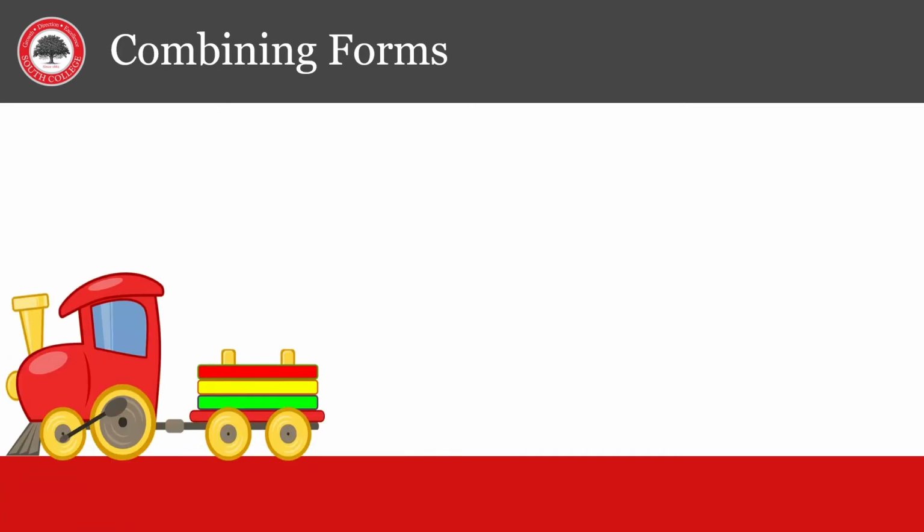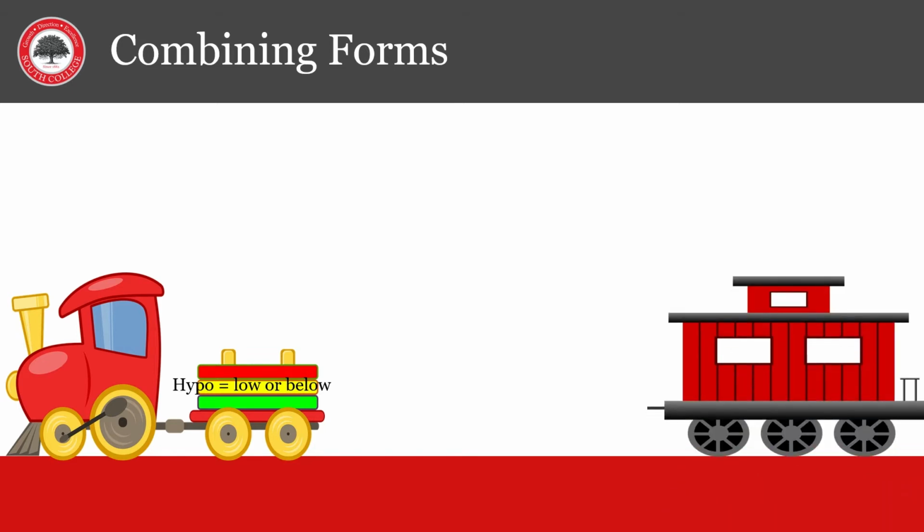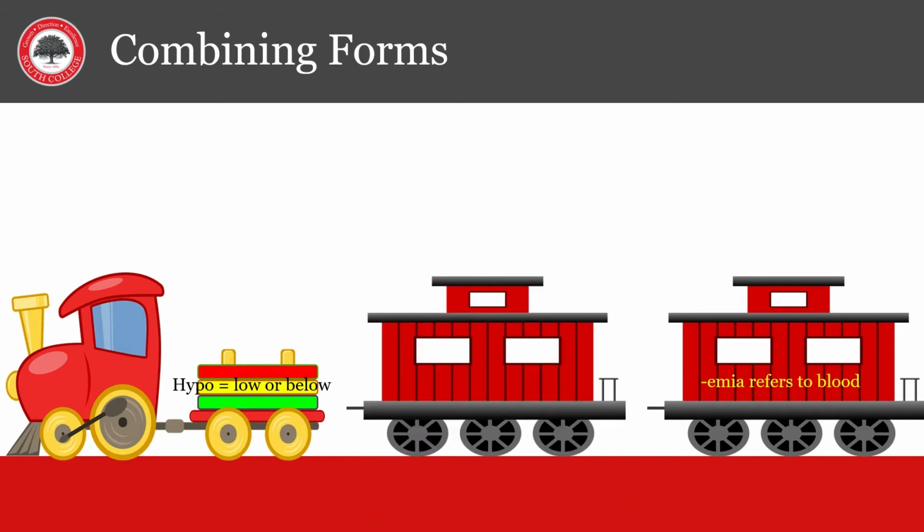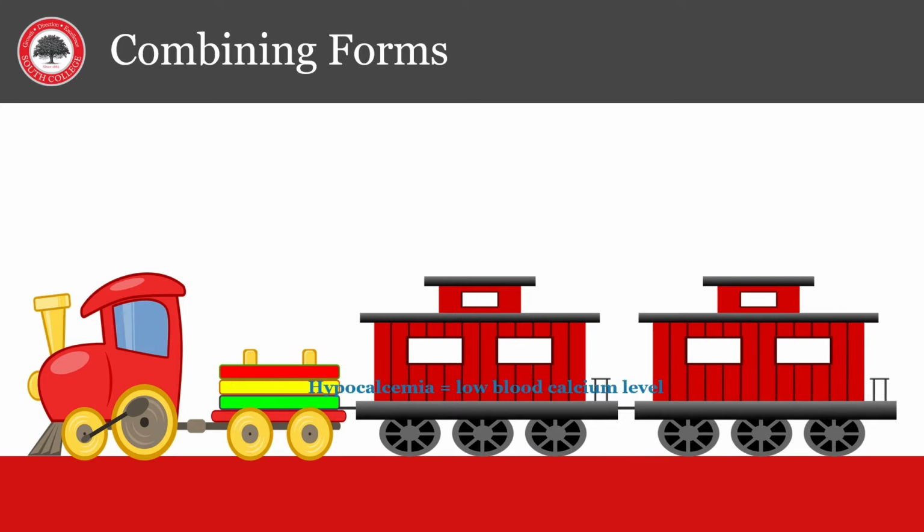Now, this train engine sits with the phrase hypo, which means low or below, and two cars sit behind it, ready to couple up, one with emia, which refers to the blood, and calci, which refers to calcium. What will happen when this train connects? We get the word hypocalcemia, which means low blood calcium level. This train is ready to leave the station now.